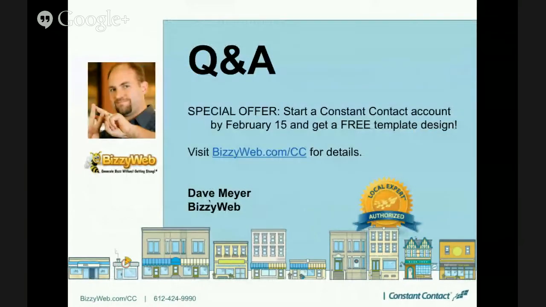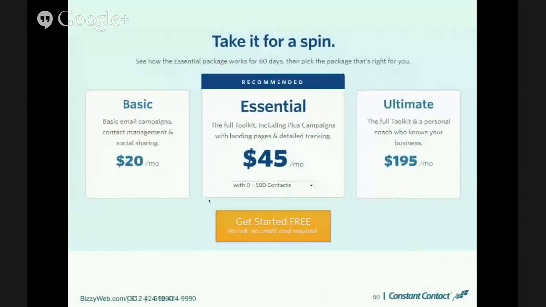All right. How much does all this stuff cost? For basic email newsletters, that's $20 a month. Essential, the toolkit, which includes the campaigns, landing pages, tracking, event marketing, and all of that wonderful stuff, is $45 a month for up to 500 contacts. And Ultimate, if you want a personal coach along with you, is $195 a month. By far, the most recommended and the most popular is the Essential Toolkit. For $45 a month, you just can't touch it for the amount of value that it brings to your business.